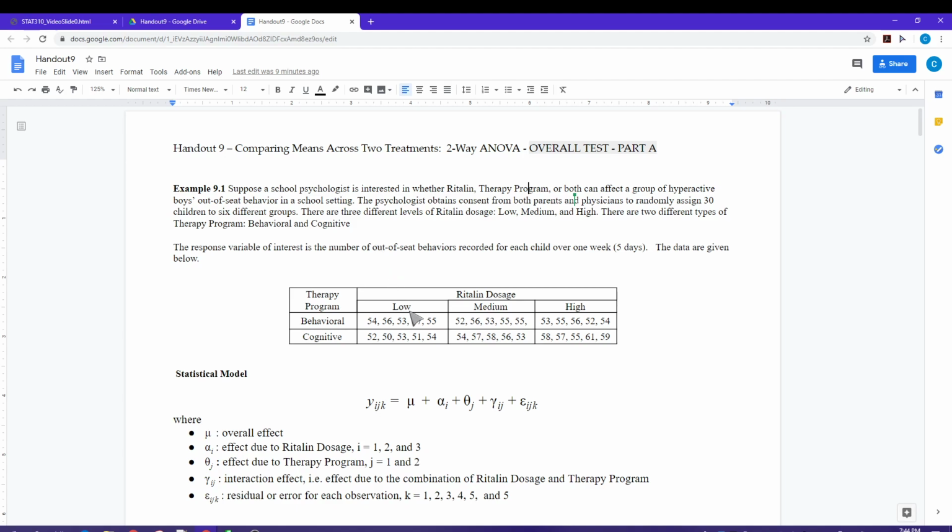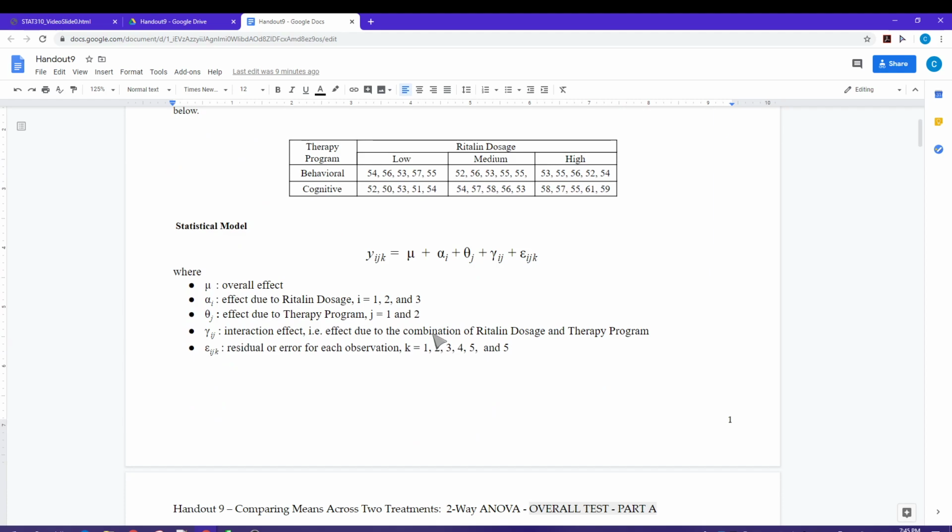So here we have two treatments: the Ritalin dosage level, which is going to be low, medium, or high. And then we have two levels for a therapy program here: behavioral therapy or cognitive therapy. There are 3 levels for Ritalin dosage and 2 levels for therapy program. That gives us 6 combinations. Within each of these cells, we will have 5 observations. So in this study, we have 5 replicates.